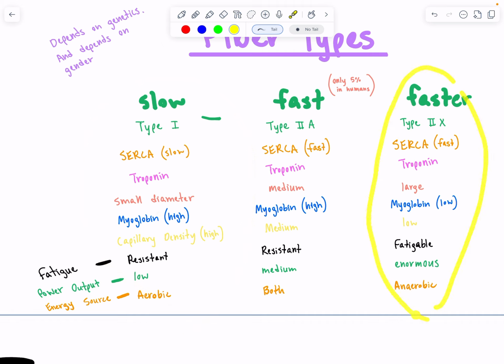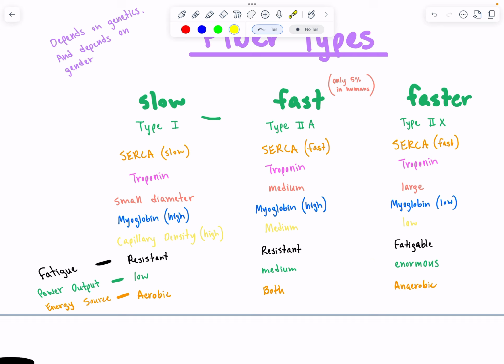Here for fast cells, so this is like explosive things like weightlifting and pull-ups and whatnot. These use anaerobic respiration and again a big power output, because we need them for things like weightlifting and pull-ups and things like that.